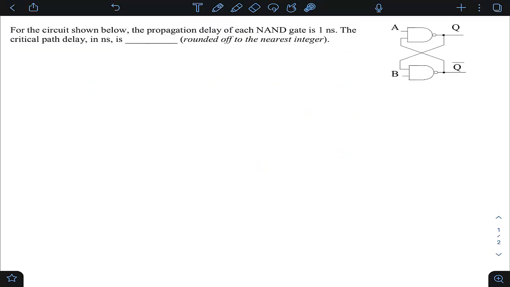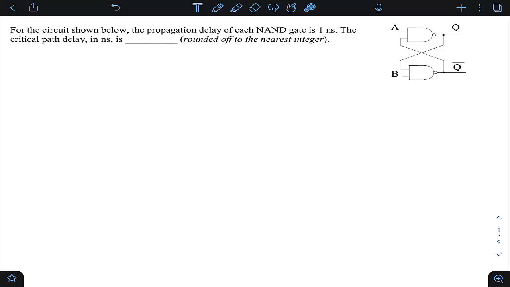This question was asked in GATE 23 of electronics. This is from digital subjects and from the sequential circuit topic. The question is, for the circuit shown below, the propagation delay of each NAND gate is 1 nanosecond. The critical path delay in nanoseconds is? Critical path delay means we are supposed to find the worst case delay.